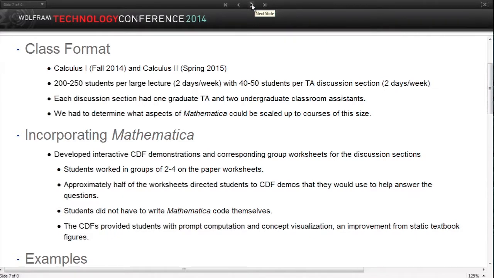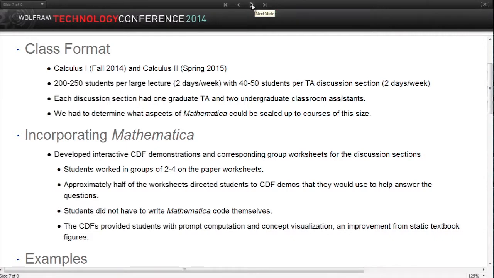And so what we've done is normally the students would go to their TA section and they would work in groups of 2 to 4 on paper worksheets. And the University of Illinois is very excited to be doing a lot of active discussion learning in these sections. And so we're keeping that energy in these discussion sections, but now the paper worksheets, about half of the questions this semester are directing students to CDF demos that I've created. And some of them, it's helpful to visualize things, and other times they need it for computation.